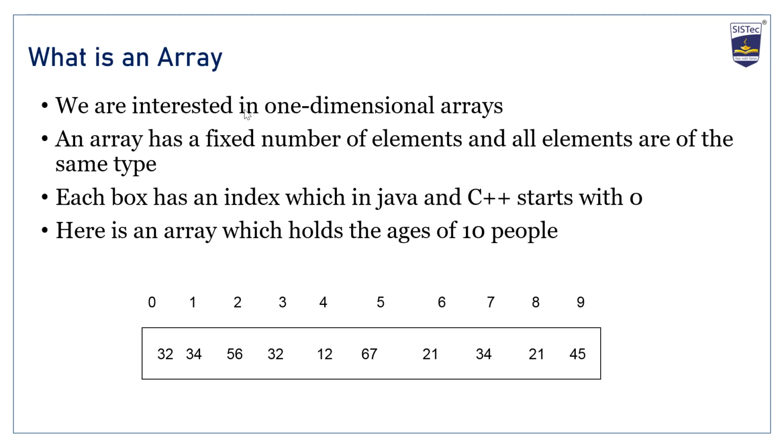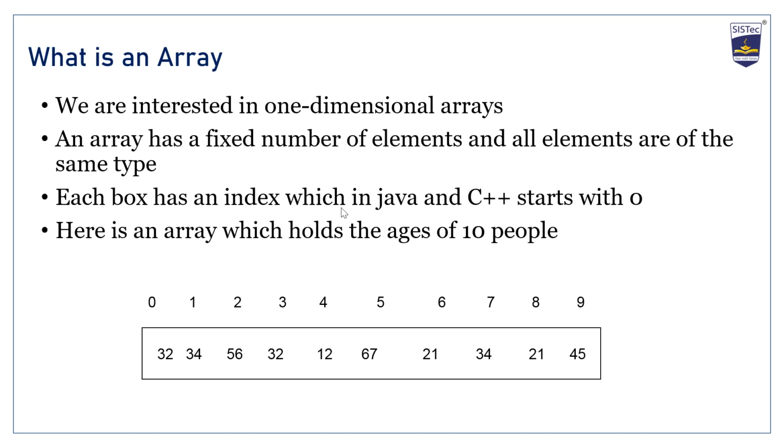We are interested in the one dimensional array, and an array has a fixed number of elements, all of the same type. The definition of an array is a continuous memory location where we store similar types of data. It may hold integer values, float values, or character values, any kind of data, but a single array stores only one type of data.